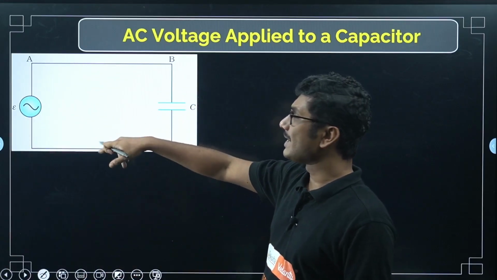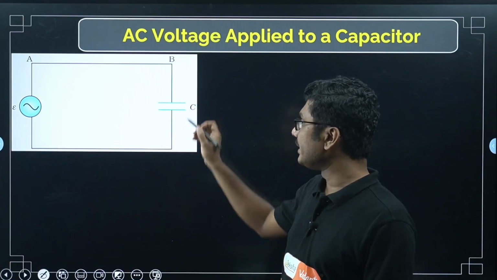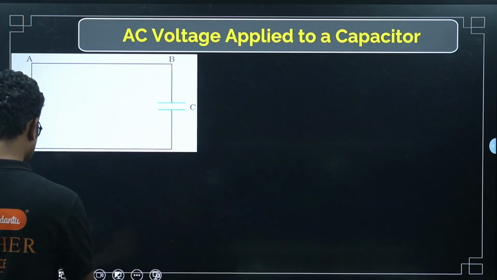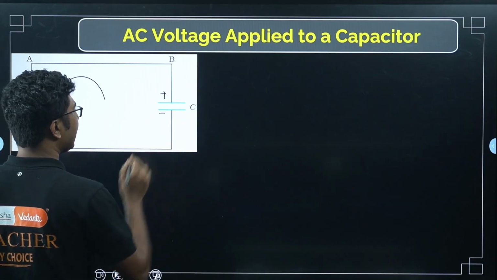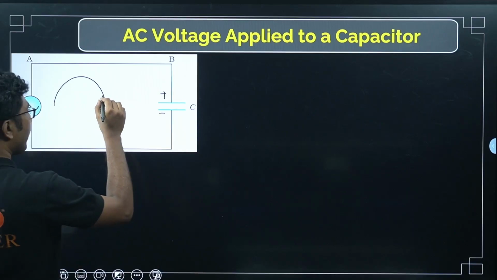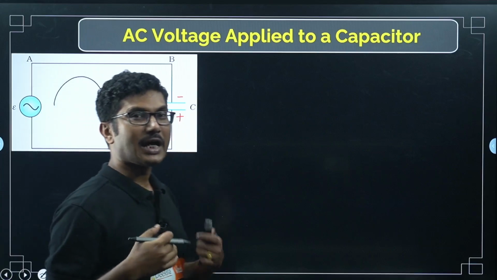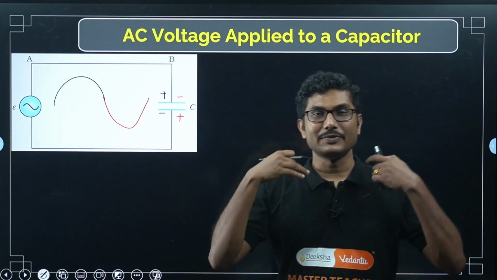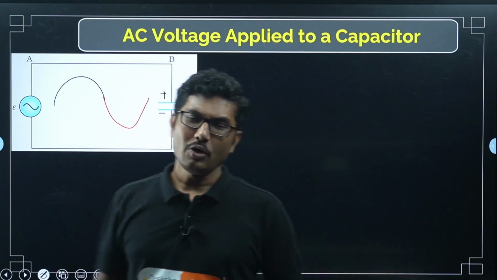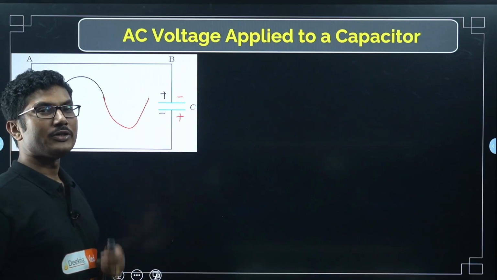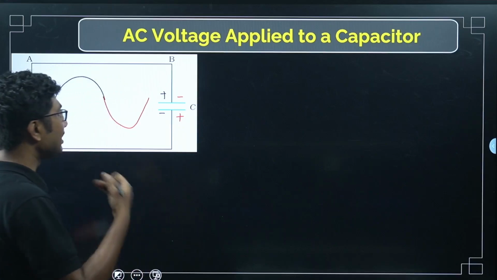When the voltage is increasing, the capacitor will start charging itself, right? So suppose when the charge is increasing, the voltage is increasing, then this side will be positive, this side will be negative. Now when the voltage is decreasing, this side will now be negative, this side will be positive. So initially the capacitor will charge, then when the current starts decreasing, the capacitor will discharge, then again it will charge in the opposite direction, right? So the polarity of the capacitor will keep on changing with each cycle. This is called one cycle. So with each half cycle actually, it will keep on changing.